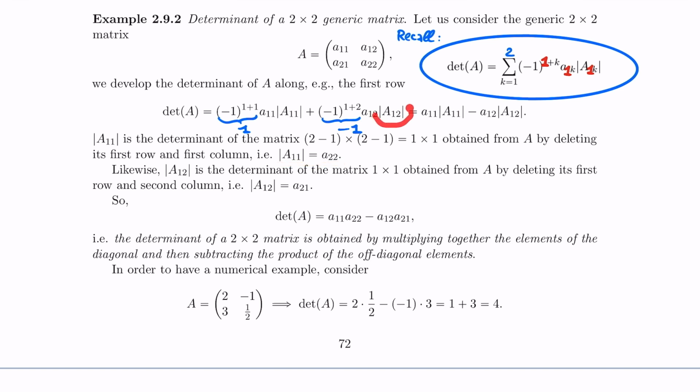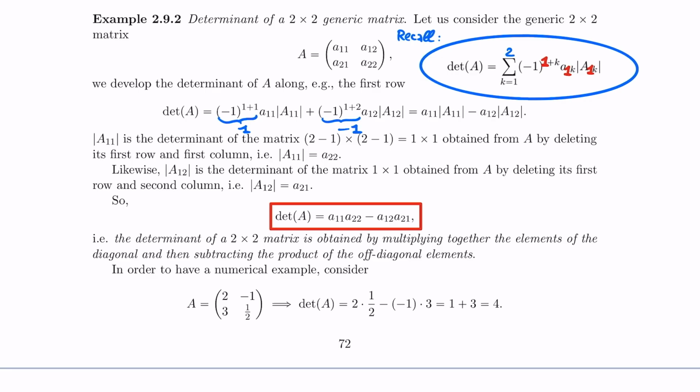Similarly, in order to obtain the minor 1,2, we have to erase the first row and the second column. So what's left is the entry a21. Hence, the minor 1,2 will be a21. Replacing all the values that we have explicitly obtained in the formula for the determinant, we obtain this formula here.